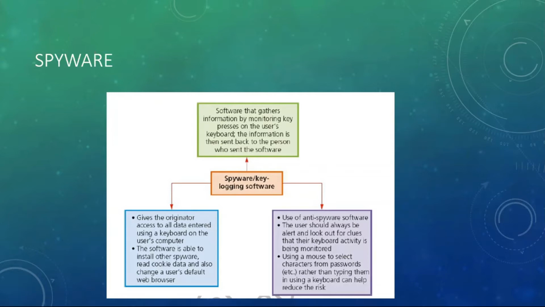In the same way, it gives the originator access to all data entered using a keyboard on the user's computer. If you're on a login page, the spyware is going to capture your username and password. The other software is able to install other spyware and read cookie data. We have seen cookies store user preferences and so on. In the same way, it can use those preferences to spy on you and gather information. So a spyware is a program that monitors your key presses, gathers the information, and sends it back to the originator.